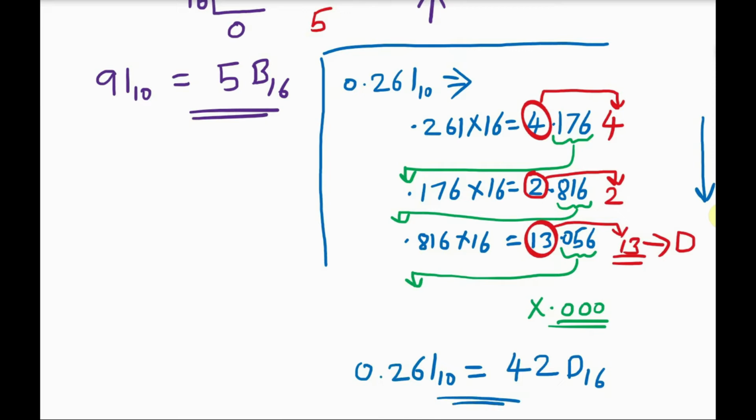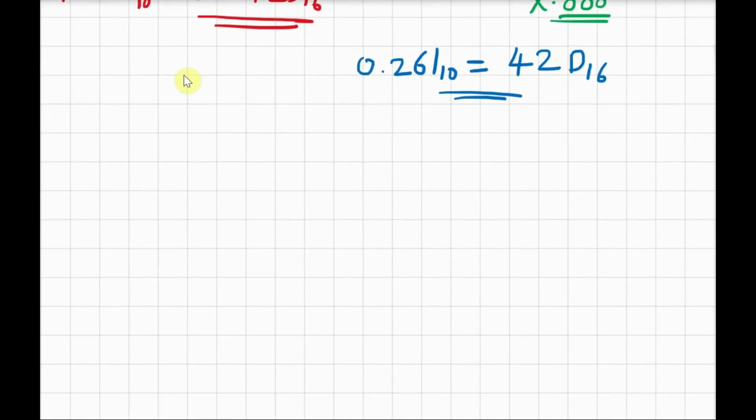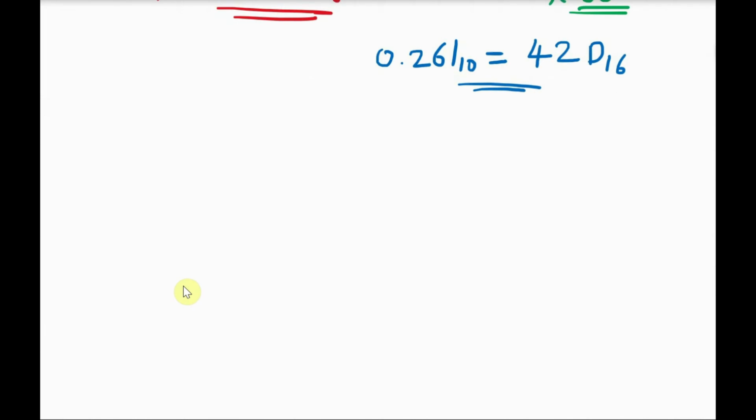So the final answer is 91.261 to the base 10 is equal to 5B.42D to the base 16. So this is the final answer. So this is how we convert a decimal to hexadecimal number. So now we will look at how to convert a binary number to hexadecimal number.